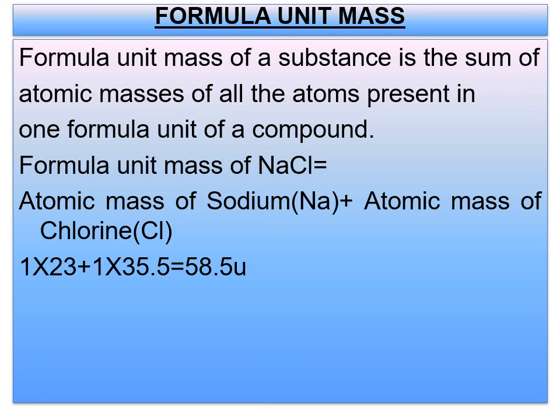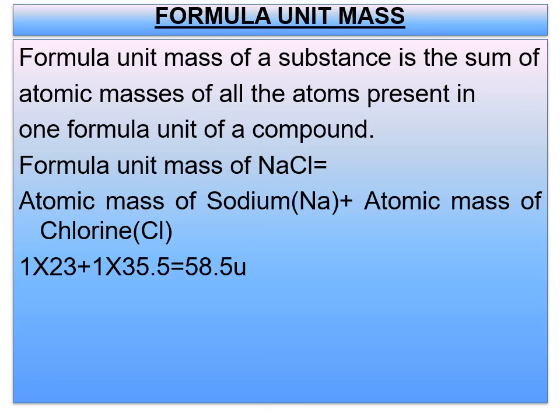So here you have to remember the formula unit mass of a substance is the sum of the atomic masses of all the atoms in a formula unit of a compound. Formula unit mass is calculated in the same manner as molecular mass. The only difference is that formula unit is used for substances whose constituent particles are ions. One formula unit of NaCl means one Na plus ion and one Cl minus ion. Like that we have to remember.